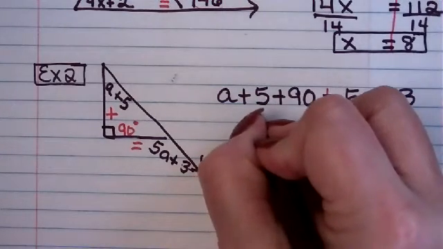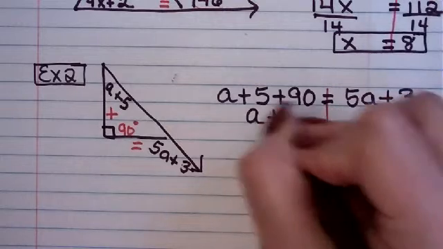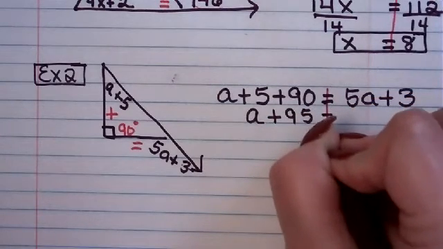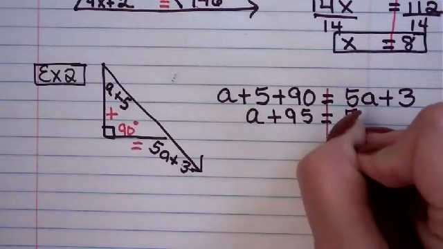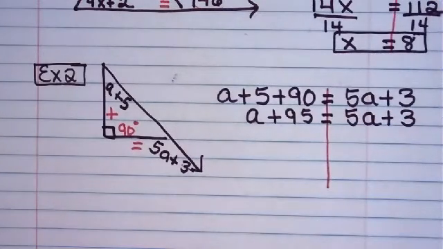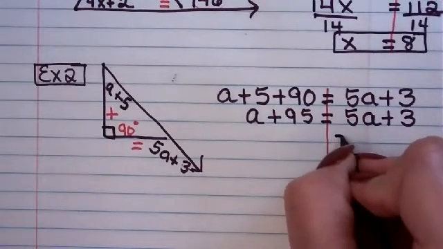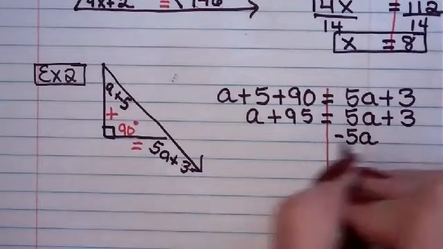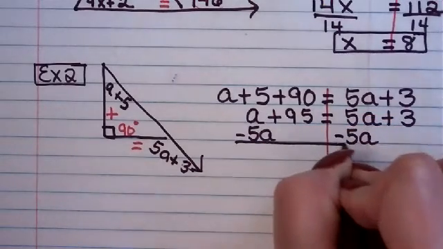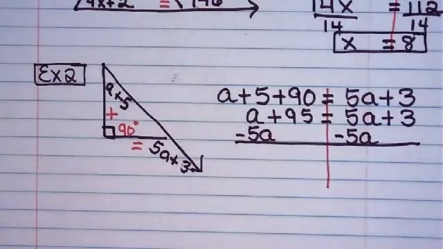So what I'm going to have is A plus, well, 5 plus 90 we know is 95. That's an easy peasy one. Equal to 5A plus 3. Now, I need to solve right here. So I'm going to subtract the 5A from both sides, just like this. We know that if we have A's on either side, we got to move them over, get them together.